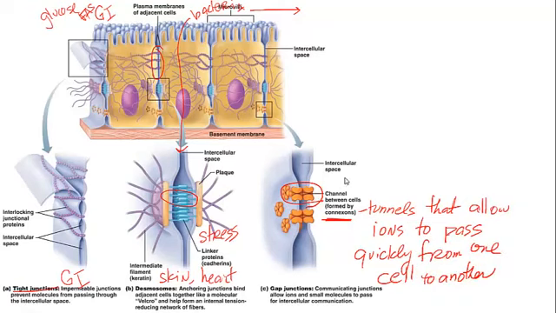So for example, in the heart, it was one of the best examples where we find gap junctions. So the heart has both gap junctions and desmosomes, but they're for different purposes. Calcium, for example, would pass quickly from one cell to another.